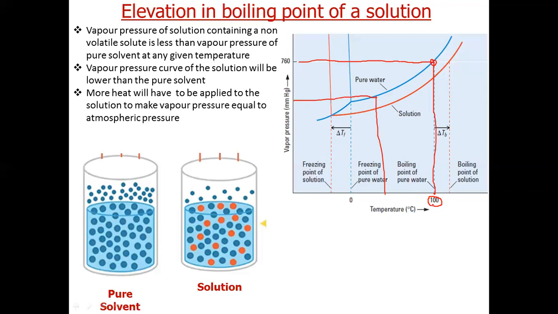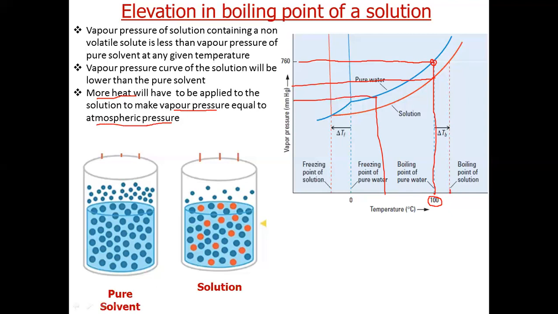For water, it is 100 degree Celsius. Now let us check at this temperature what is the vapor pressure of solution. At this temperature, vapor pressure of solution is this much, which is less than atmospheric pressure. Means at this temperature the solvent in solution will not boil, so we have to give more heat so that its vapor pressure becomes equal to atmospheric pressure. We have to heat it further. Suppose we have heated it up to this point.